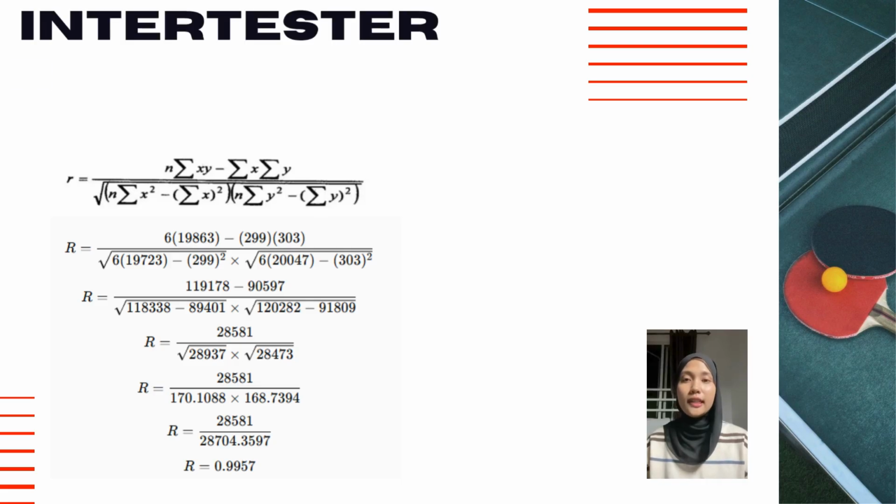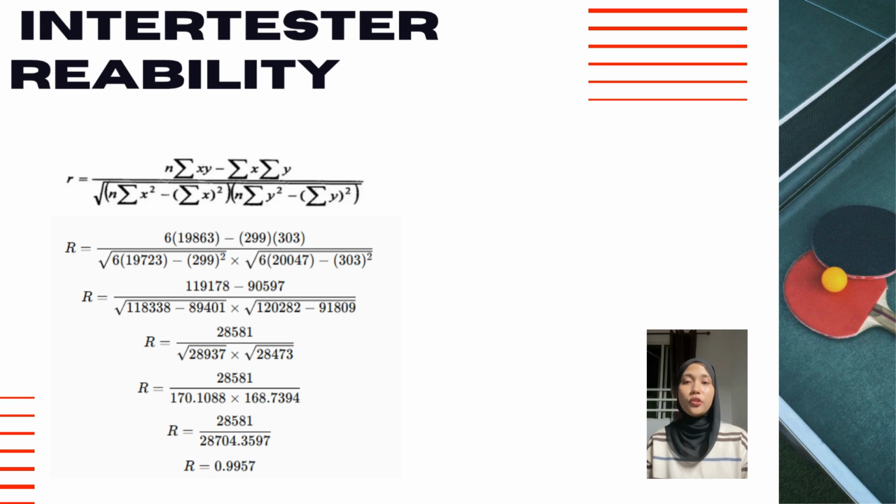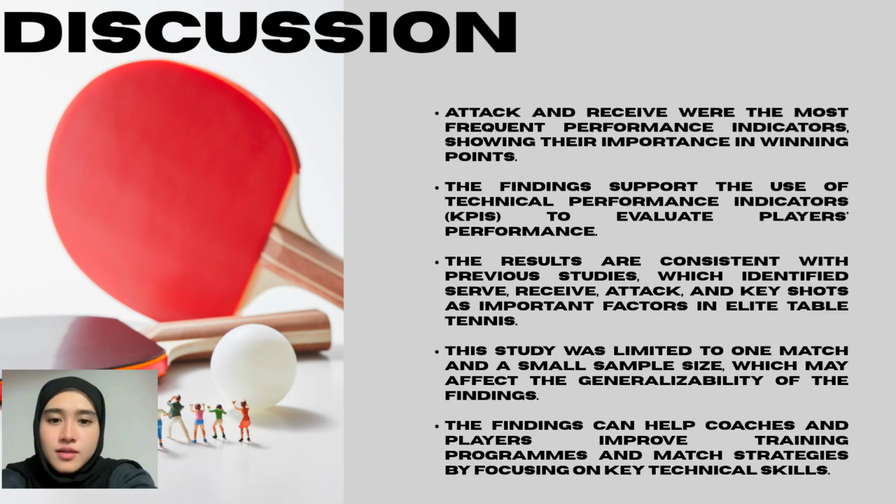The data were analyzed using the Pearson product moment correlation formula to calculate the inter-tester reliability coefficient. The results show a correlation coefficient of 0.9957, which indicates an almost perfect agreement between the two analysts. This value is very close to 1.00 and well above the acceptable reliability threshold of 0.90. Therefore, the notational analysis process can be considered highly reliable and objective.